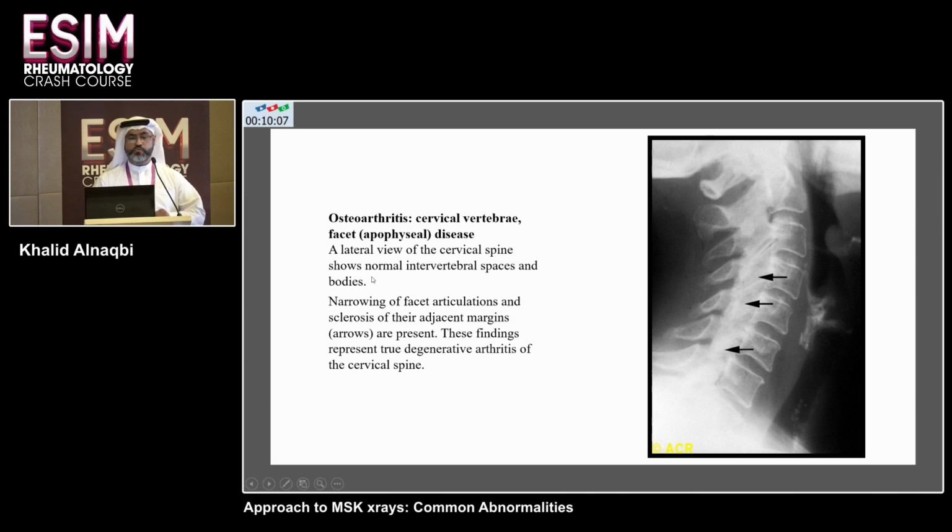So lateral view of the cervical spine shows normal intervertebral spaces and bodies, narrowing of facet articulations and sclerosis of their adjacent margins are present. These are the arrows. These findings represent true degenerative arthritis of the cervical joint.